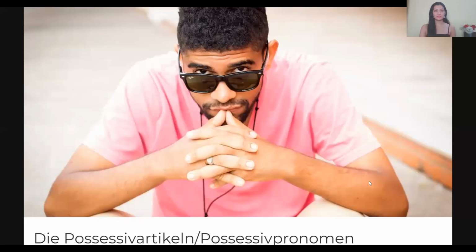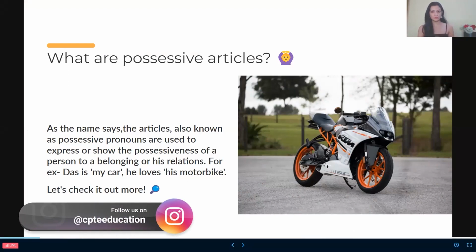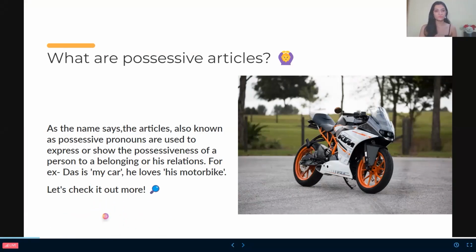So here I am sharing my screen with you all. I hope you are able to have a look at my screen. This is the possessive article or possessive pronoun. As I already told you, possessive article and possessive pronoun are one and the same thing. There is no difference. Firstly, let's define it once again. Let's do a quick brush up of whatever we have done in A1 so that it will be easier and smoother to move forward according to the cases. Now, what are possessive articles? As you can see on my screen, as the name says, the articles, also known as possessive pronouns, are used to express or show the possessiveness of a person to a belonging or his relations.